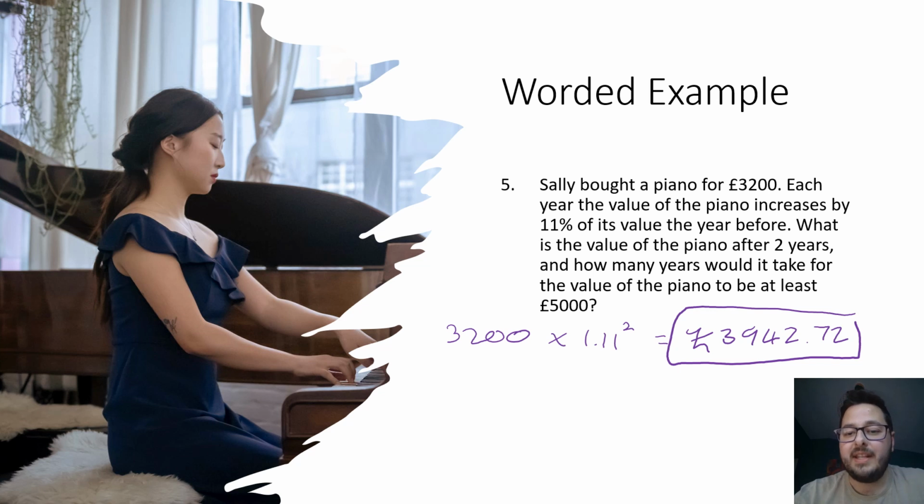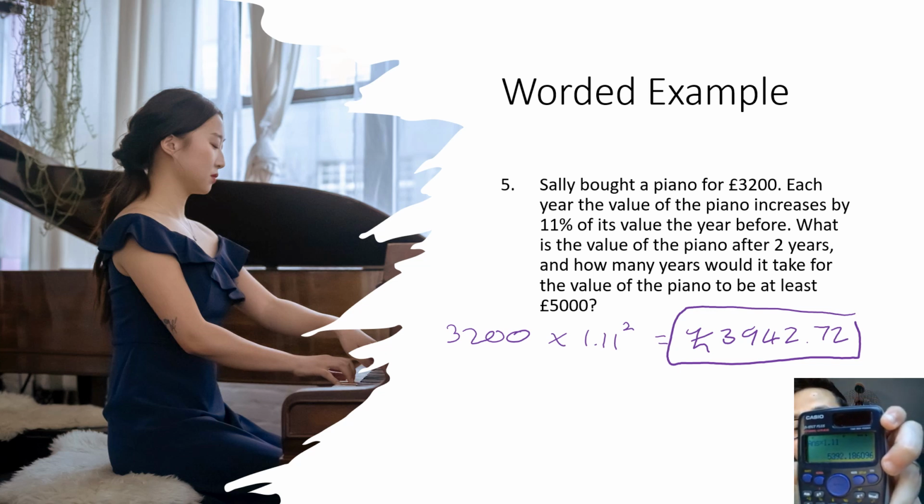Now we want to find out how long will it take for it to get to £5,000. Well, we've done 2 years, so let's times that answer again by 1.11, and that's going to be our answer after, sorry, the lighting's not very good, after 3 years. So if I press equals, that's 3 years, again, that's 4 years, and again, that's 5 years, and that's over £5,000.